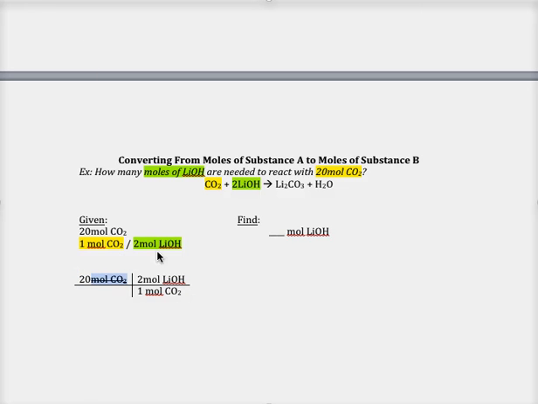I divide by the fact that there's 1 mole of carbon dioxide in this chemical reaction that reacts with 2 moles of lithium hydroxide, LiOH. And so that's what I'm left with. I'm left with moles of LiOH as my unit. That's what I was trying to find. So at this point I can go ahead and punch this into my calculator.